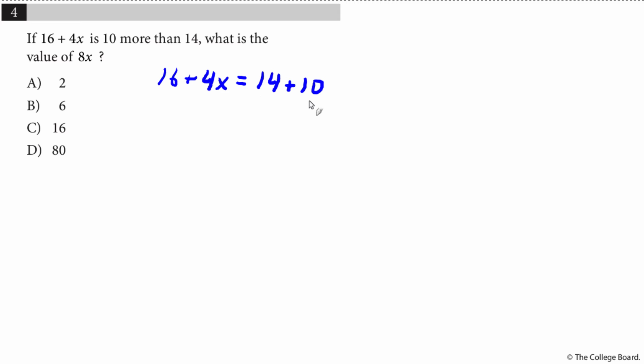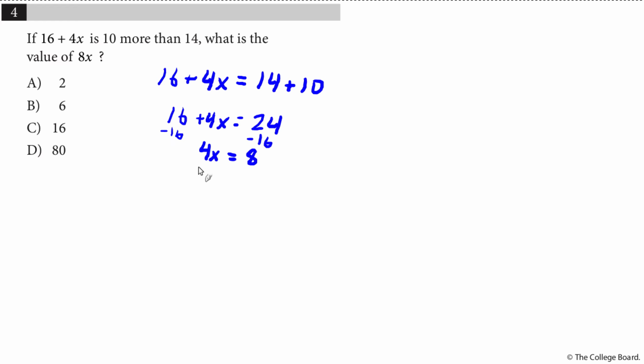So I could combine these like terms and I would get 16 plus 4x equals 24. I could subtract 16 from both sides and get 4x equals 8. I'm going to put that minus 16 there for us. I could divide by 4 and get that x equals 2. And then I can come back and look and see that I want to know what 8x is.